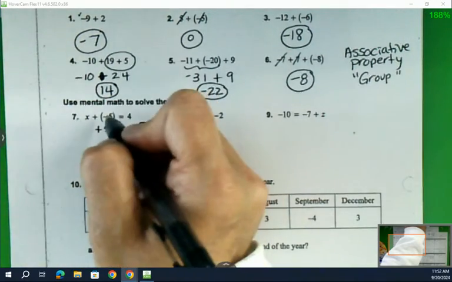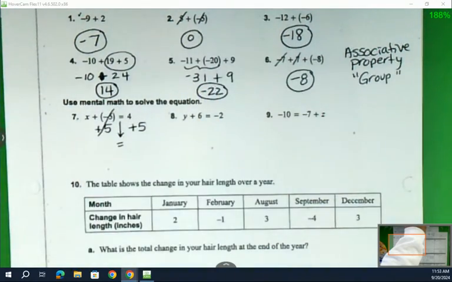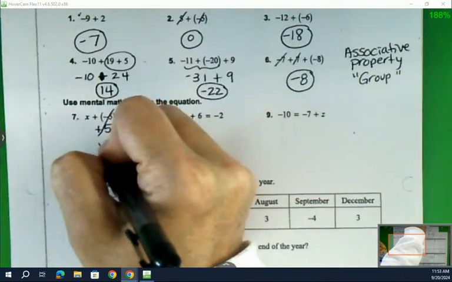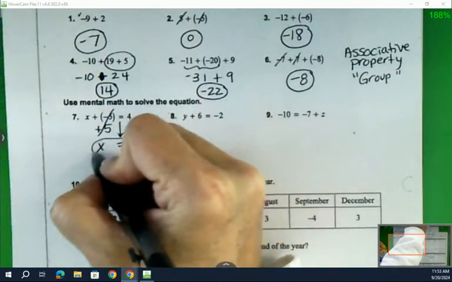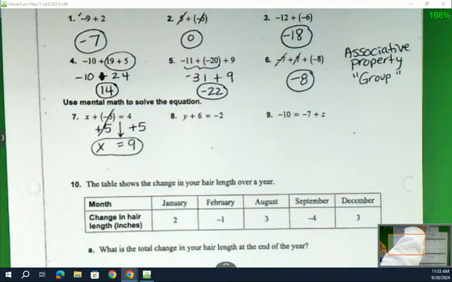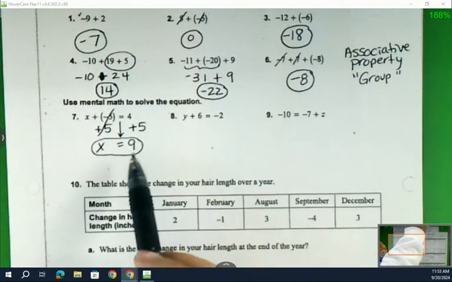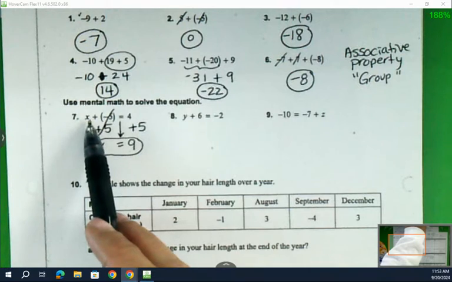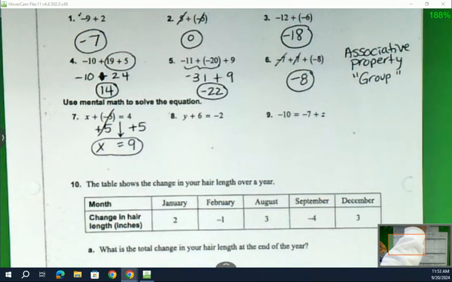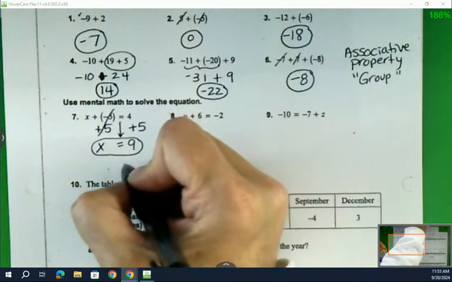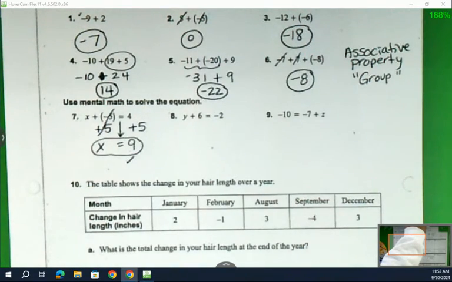Okay, over to the left, negative 5 and 5 are a zero pair. We cross them out, and we have x equals 4 plus 5, which is 9. So we have x equals 9, and then we can check it. You can substitute 9 for x. 9 plus negative 5, does that equal 4? Well, yes, it does. 9 plus -5 is 4, so we know we're correct. We could even give ourselves a check mark on that one.